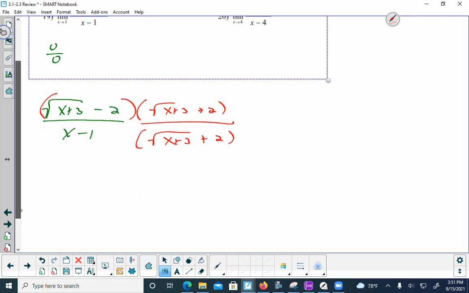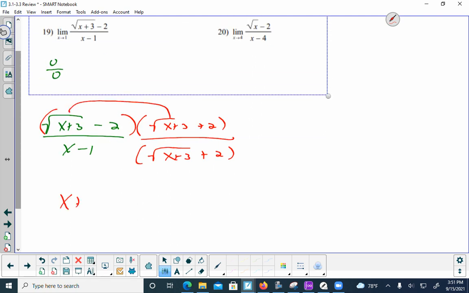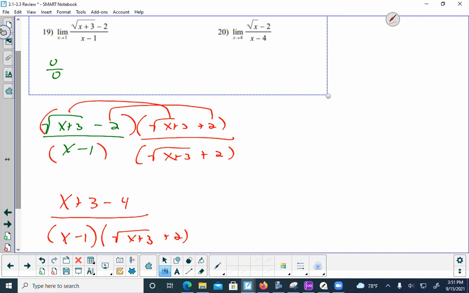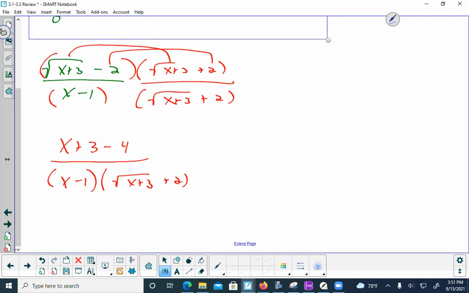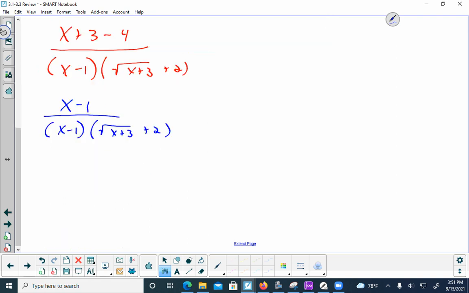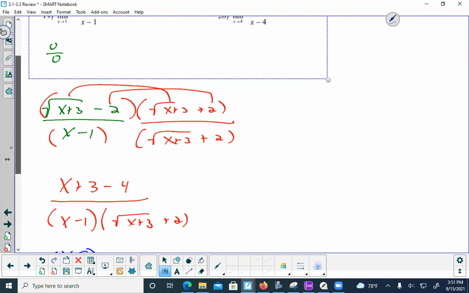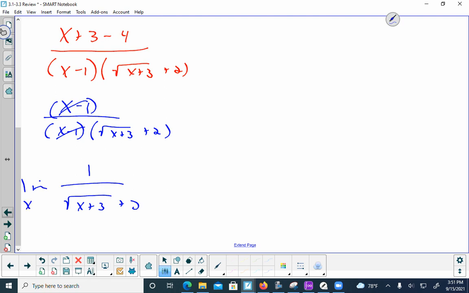And so when I multiply the numerators, this times this will just be x plus 3. And then the middle term goes away, and negative 2 times positive 2 will be 4, all over this quantity, x minus 1 times the square root of x plus 3 plus 2. Now, when I combine my like terms in the numerator, that's going to be x minus 1 over x minus 1 times the square root of x plus 3 plus 2. Here, the x minus 1s will simplify, and I'm left with 1 over the square root of x plus 3 plus 2. And this whole time, I've been taking the limit as x approaches 1.